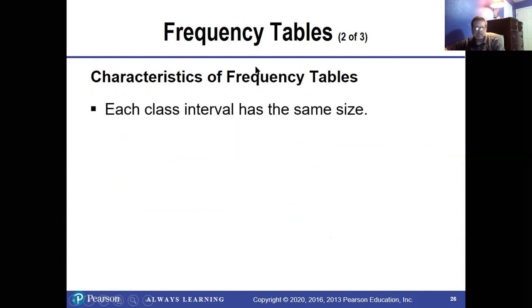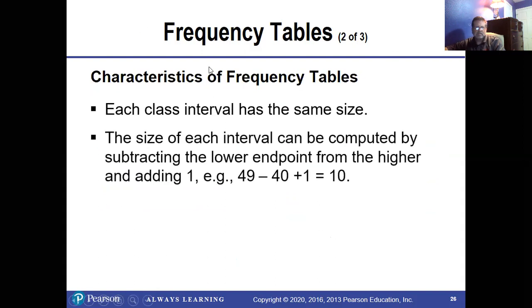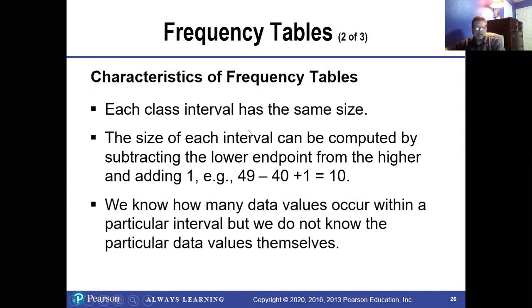Characteristic frequency tables. Each class interval has the same size. In other words, 40 to 49, 50 to 59. It's the same number of years. The size of each interval can be computed by subtracting the lower endpoint from the higher. We know how many data values occur within the particular interval, but we don't know the actual data.